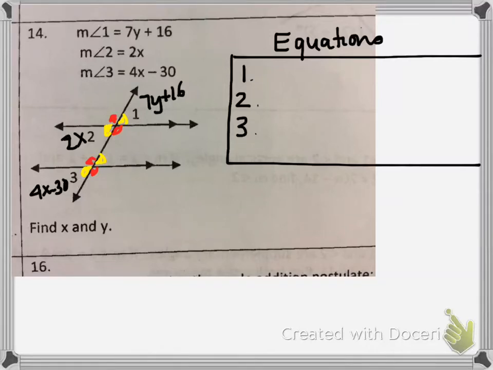For number 14, I already labeled the picture. They gave us the measure of angle 1, angle 2, and angle 3. And I also labeled the color scheme if it helps. Remember, if they are the same color, they're equal to each other. If they land on opposite colors, red and yellow, then they sum to 180.